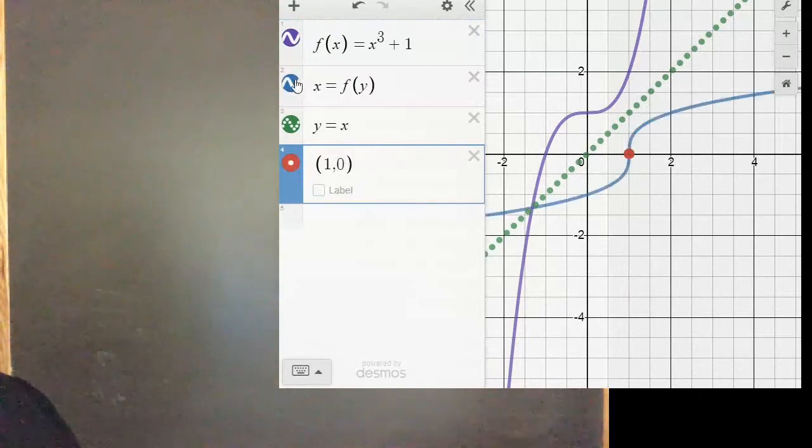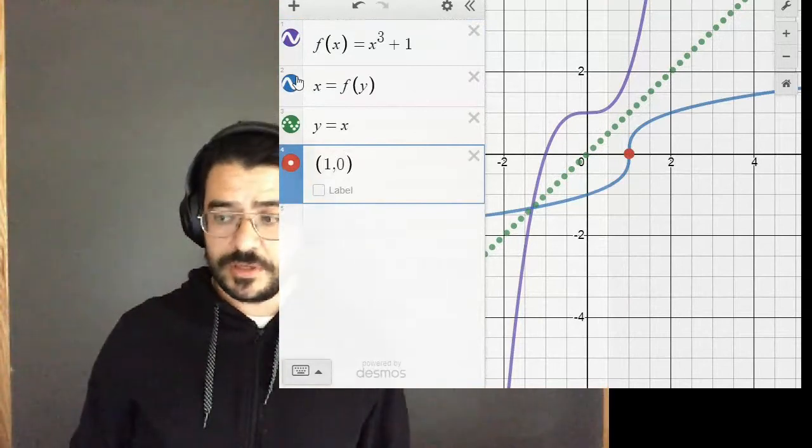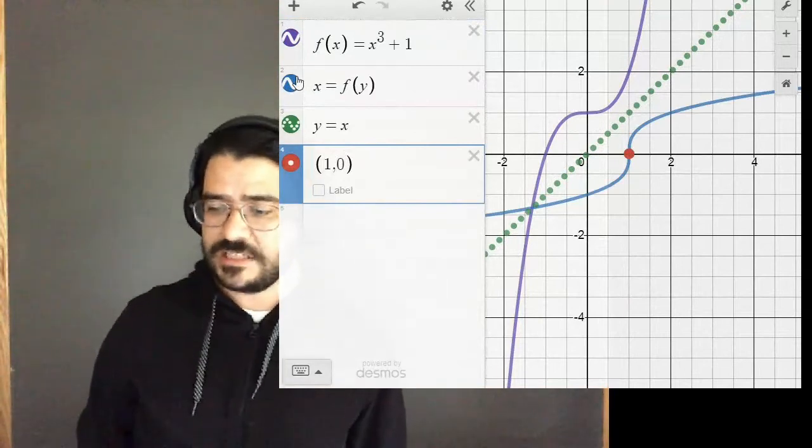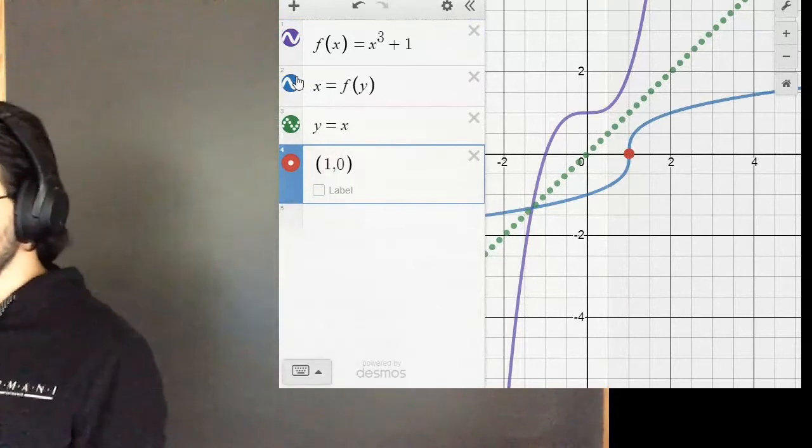And when we do, we get this function here in blue. And it's a function now because the one in purple passed the horizontal line test. So now the one in blue passes the vertical line test.